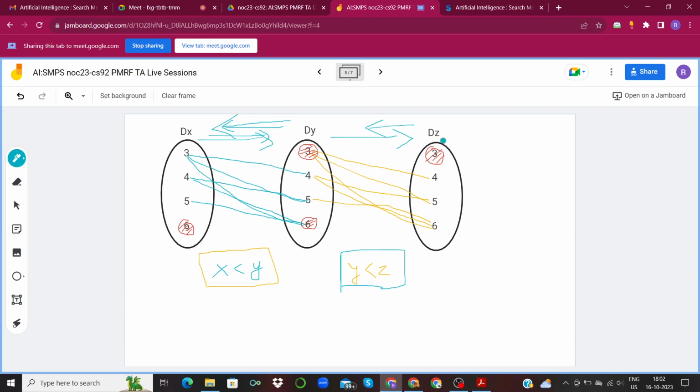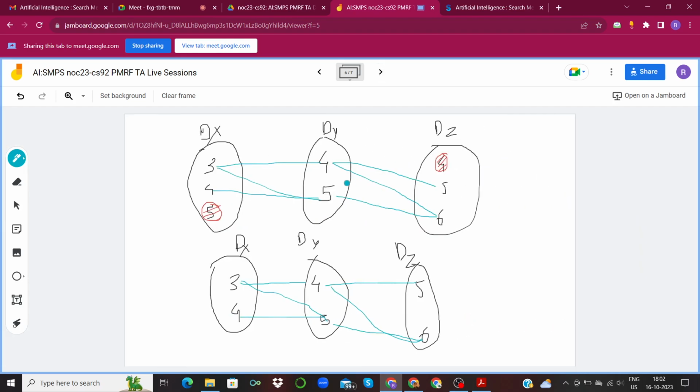Now we have deleted a few elements from the domain, so we will redraw our mapping diagram with those elements removed, make the edges again, and follow the same procedure. After doing multiple such operations, we finally arrive at a state which is arc consistent, which means that for every value in the domain of x, there is a corresponding value in the domain of y to which it is linked, and similarly for y and z. So we say that our problem is now arc consistent, and this is the final solution.